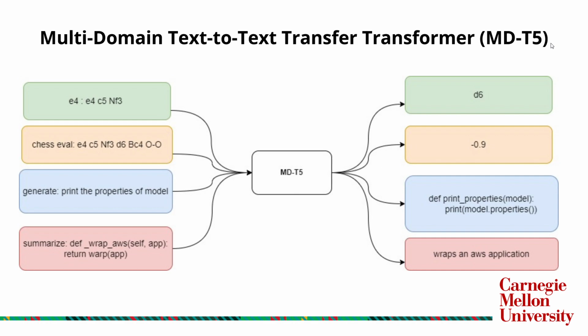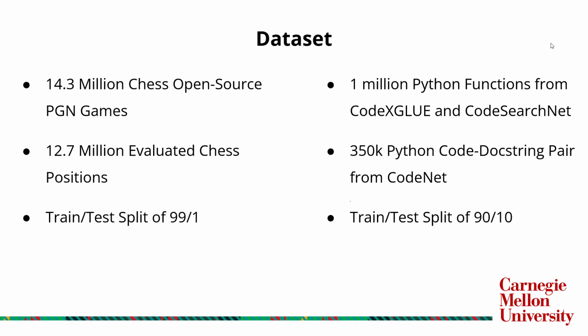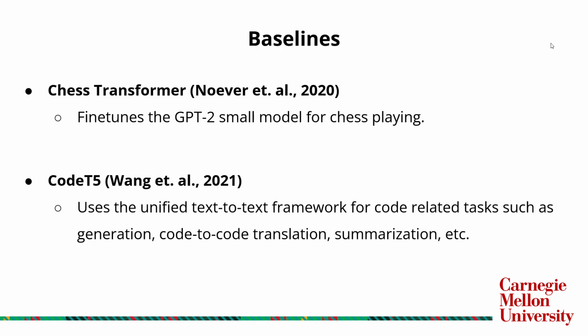We do this by proposing the multi-domain text-to-text transfer transformer, MDT5, that carries out 4 tasks across 2 domains, chess and code. Because we have 2 domains, our data collection also involves collecting data from 2 domains, and the dataset statistics can be seen on the screen. Similarly, we have 2 baselines for the 2 different domains, the chess transformer and the CodeT5.